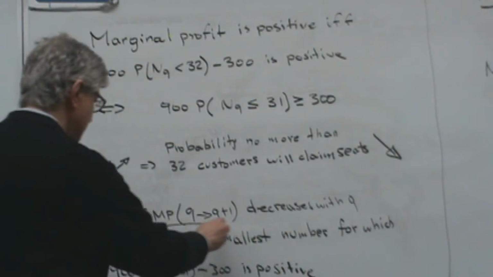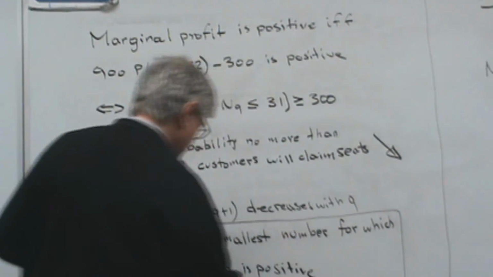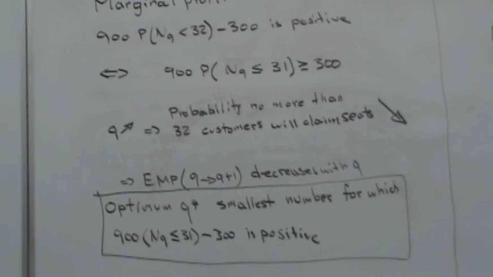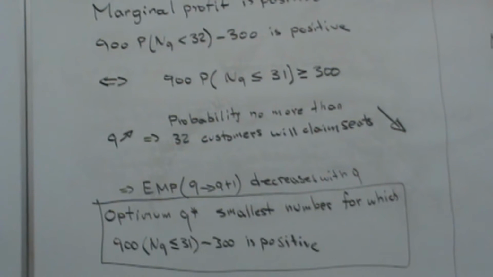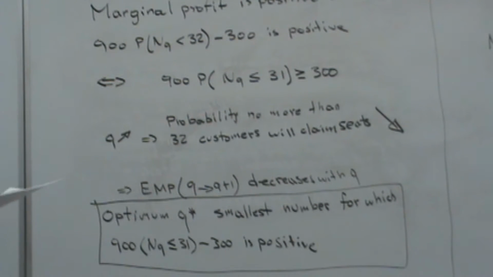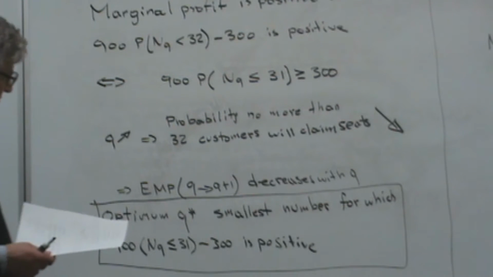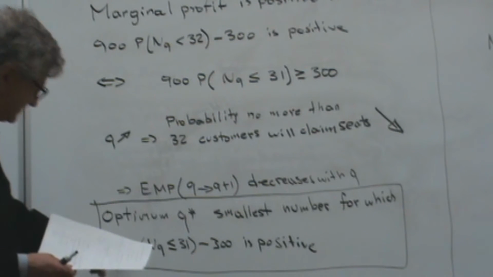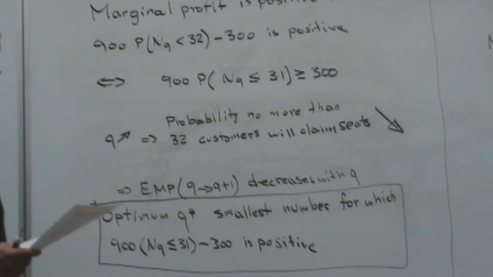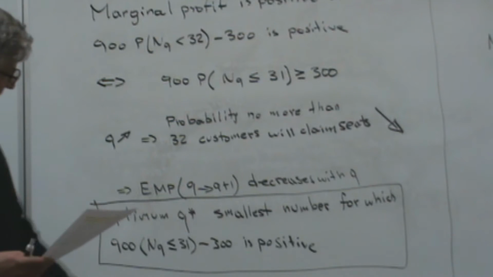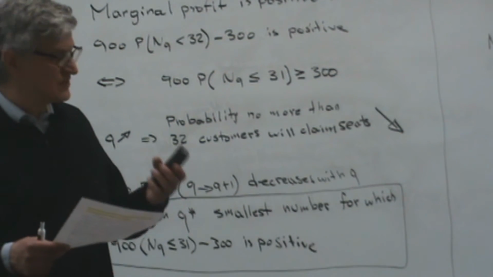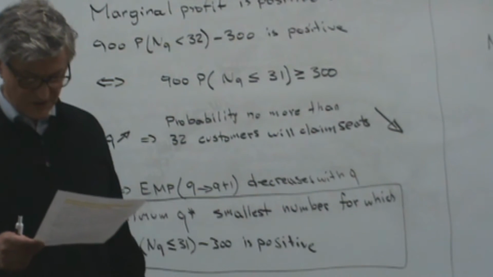So this is the conclusion. The optimum quota, that means the number of customers that you will allow to make reservations, is the smallest number for which this quantity is still positive. Okay.